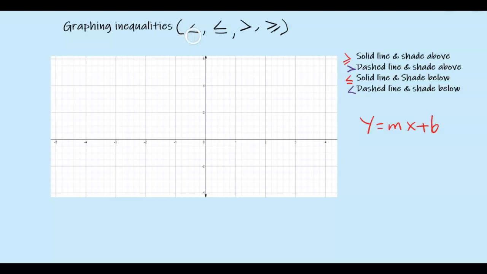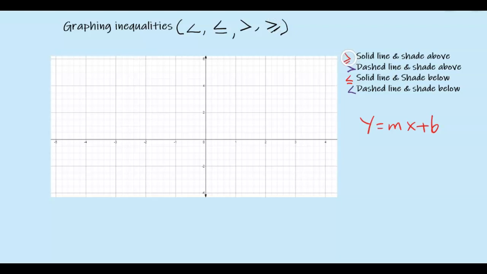So looking at the inequality signs, when you turn your left elbow, this becomes less than. The next one is less than or equal to. And another one here, when you turn your right elbow, this becomes greater than, and this becomes greater than or equal to.